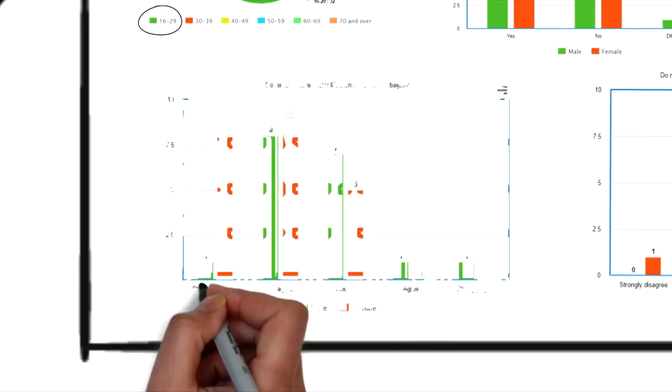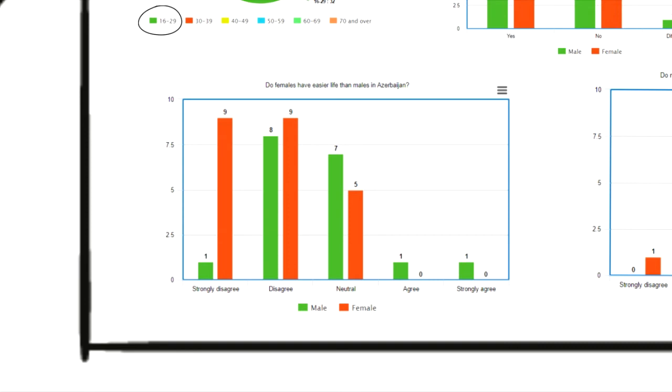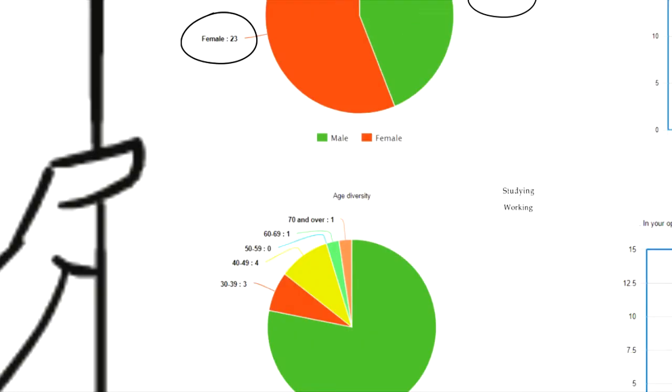In the last part of our survey, we have decided to ask our respondents a very general question. Do they believe that females have easier life than males in Azerbaijan? Seems like no, because most of the respondents disagreed with the statement. And what is interesting is that most of the respondents who disagree are females. However, there are males as well.